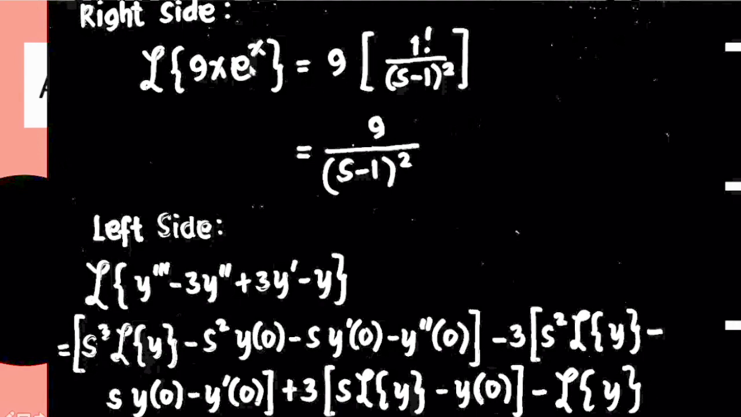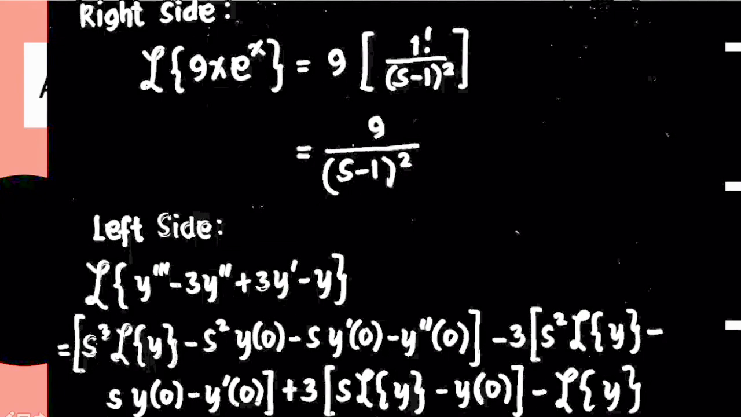Isn't it what we use in the examples is t? So just think of it as t. So 9t e raised to t. Copy the constant. This is what? First shifting. So 1 factorial over s minus 1 raised to 2, which is n plus 1. In the shifting property, you look at the exponential function. So 9 times 1 factorial is 9 over s minus 1 squared. This is now the value of the right-hand side of our equation.